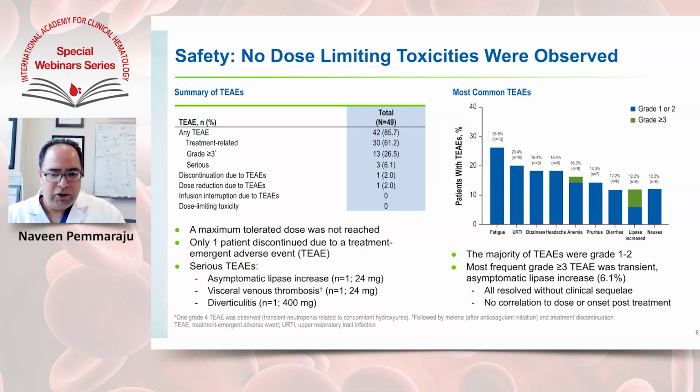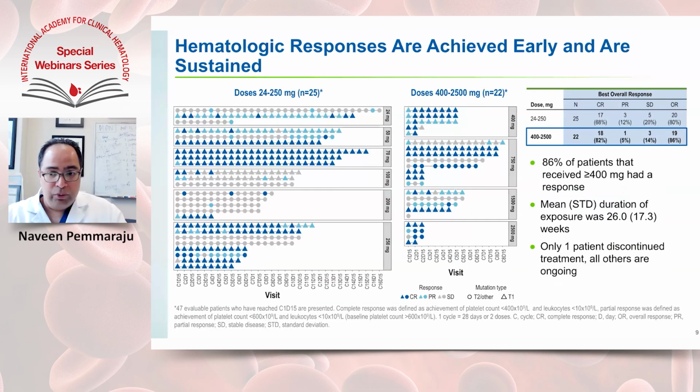Majority of these were grade 1 to 2. So results, remarkable. Hematologic responses are achieved early and sustained in a lot of these patients. In fact, 86% of the patients that received 400 or more milligrams had a response. That's notable. The mean duration of exposure was 26 weeks. And again, only 1 patient discontinued treatment. All others are ongoing at the time of this presentation.